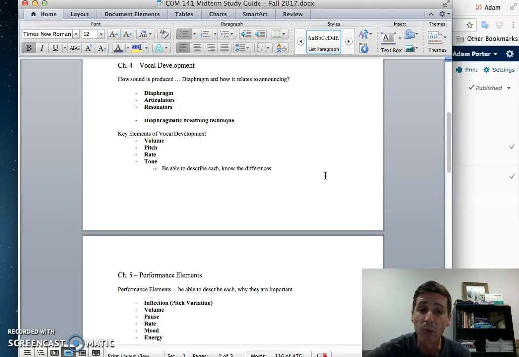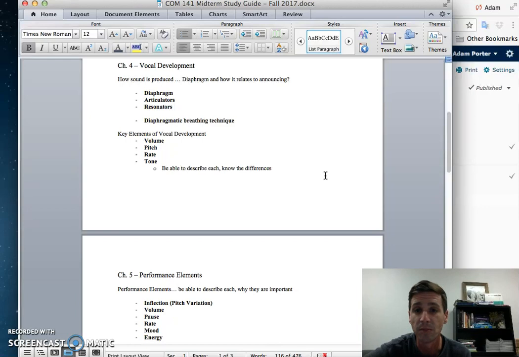Finally, maybe the most important part of chapter 4 was the key elements of vocal development: volume, pitch, rate, and tone. So let's define those real quick. Pretty simple definitions here. Volume is the loudness or softness of your voice. Okay? And that is different from pitch, which is the highness or lowness of your voice. So volume, we're talking loudness or softness. Pitch, we're talking frequency. So we're talking high pitch versus low pitch.